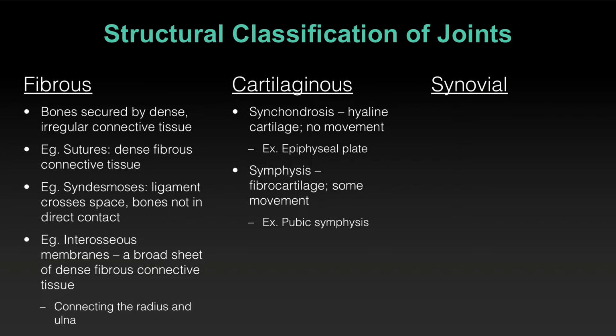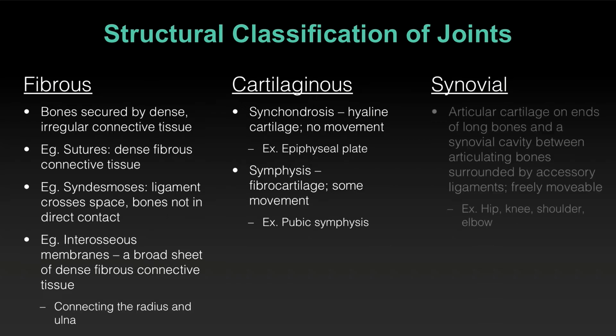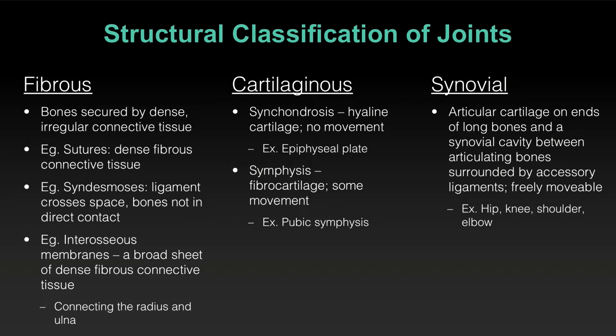Synovial joints, the last division based on structure. Synovial joints are one of the more common types of joints in the body, where usually long bones, but also some short bones, articulate via their articular cartilage. The articular cartilage on the end of long bones allows articulation of these joints and movement through a wide range of motion. These joints are generally freely movable. The knee, the hip, the elbow, the shoulder. For some it's more movable than others.